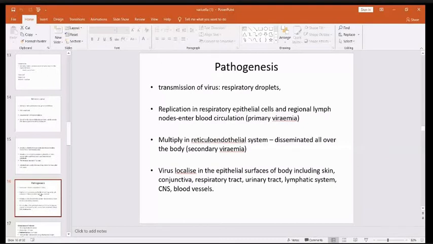Okay, and it has 2 phases. Now the presentation of this infection has 2 phases. One is the prodromal phase, that is for the fever. And the next one is the eruptive phase. Eruptive means eruption of the rashes.